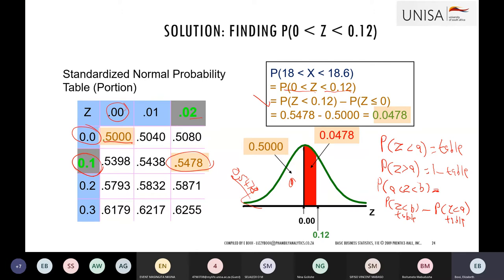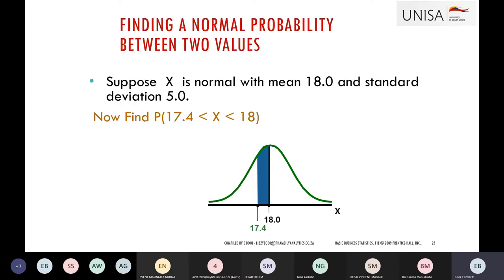So when we do the confidence interval, you need to remember this. When we do hypothesis testing, you need to remember this. So just always remember to calculate the probabilities like this. Okay, so I think we have another exercise. This is just another example.